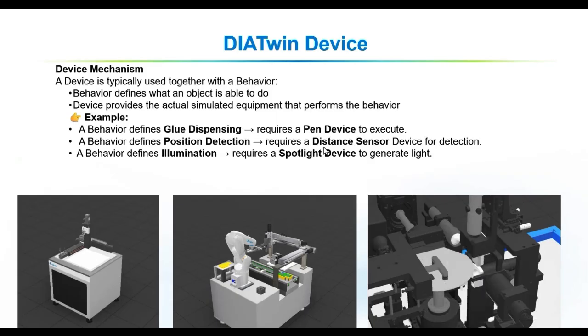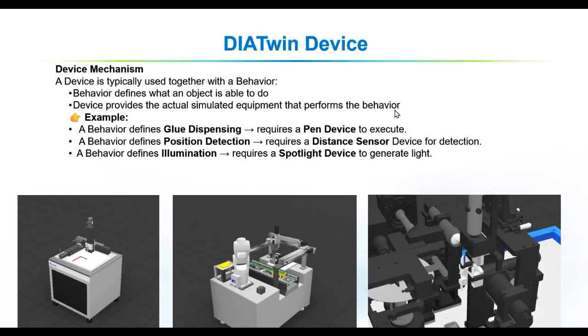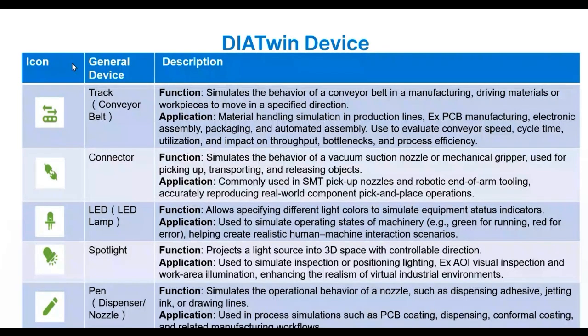Also, maybe we'll have a spotlight device for you. But now you can see all these devices will not have control. So if you need control, you have to create a corresponding behavior. I see here there is also some explanation for this icon and the device name. But for tomorrow's modeling lecture, we can do it one by one.